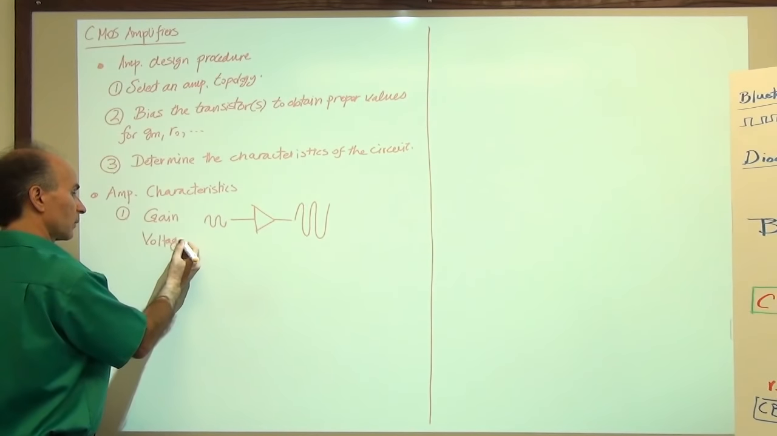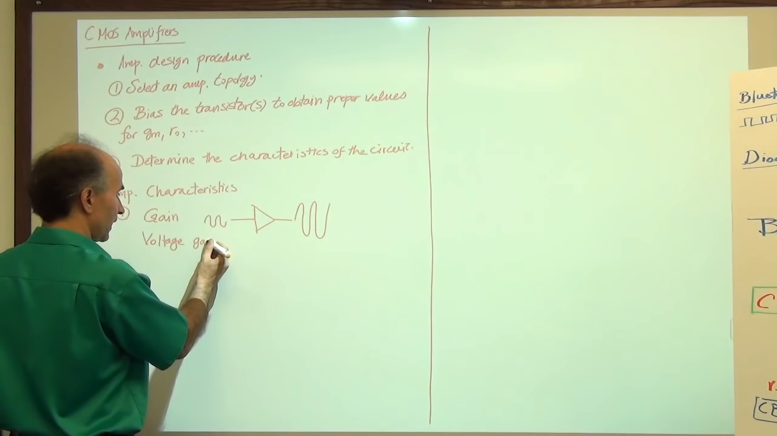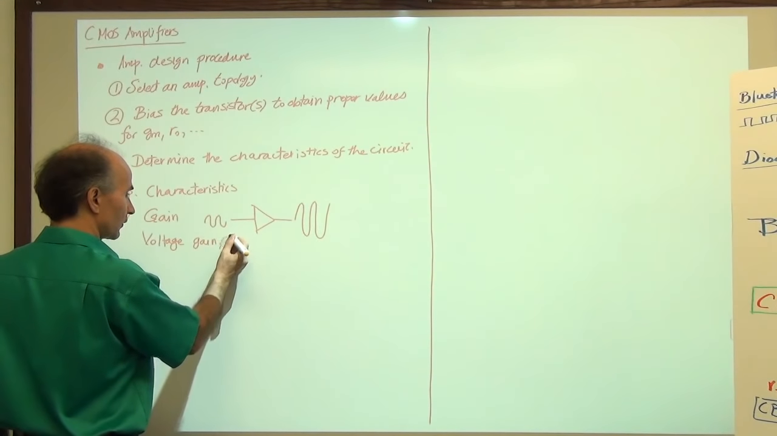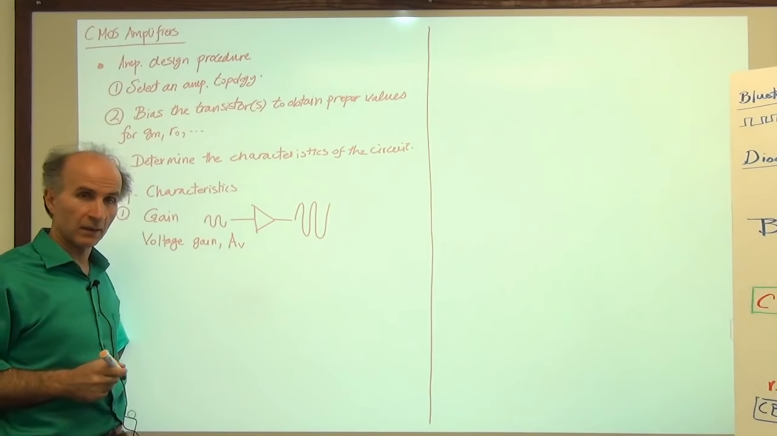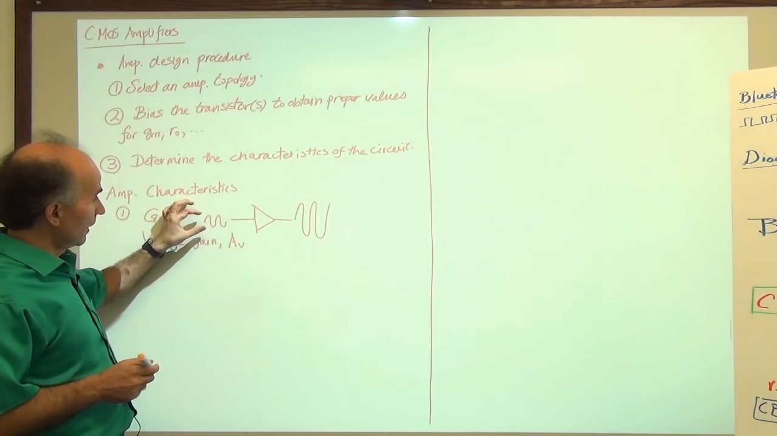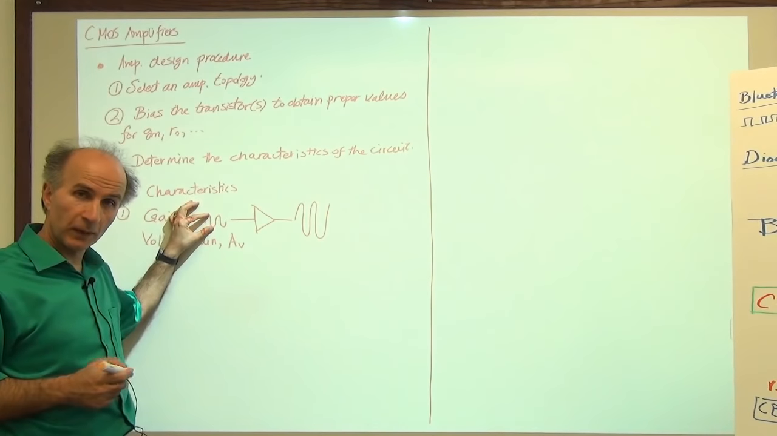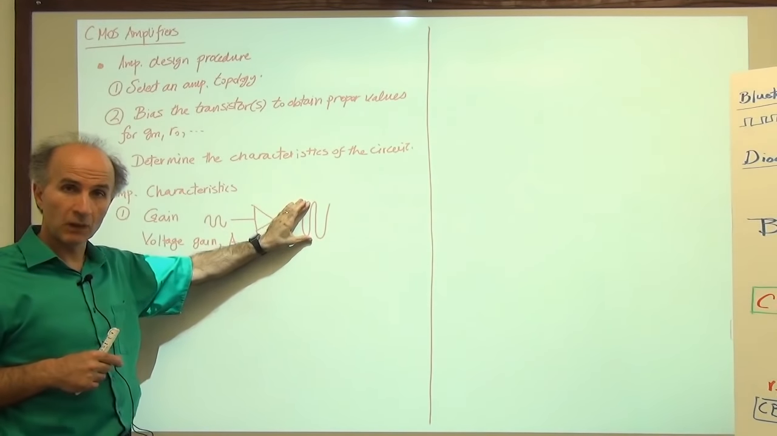There are some rare cases where we are interested in other types of gain, but in most cases we are interested in voltage gain, and it is denoted by A sub V, voltage gain. For example, the voltage gain of an amplifier might be 10. If you give it 2 millivolts peak to peak, let's say to this microphone, then the amplifier generates 20 millivolts peak to peak.